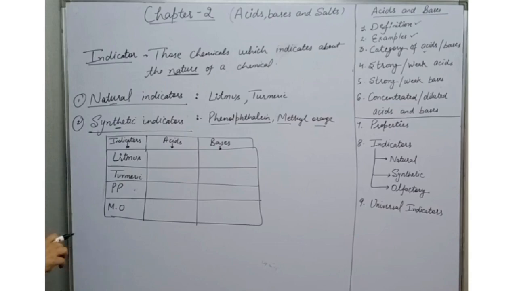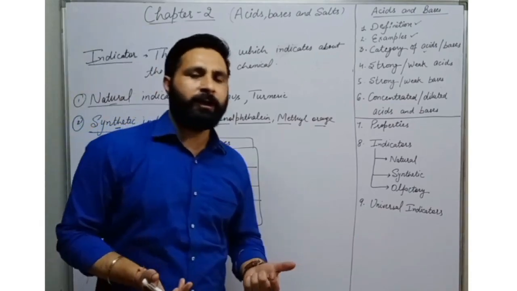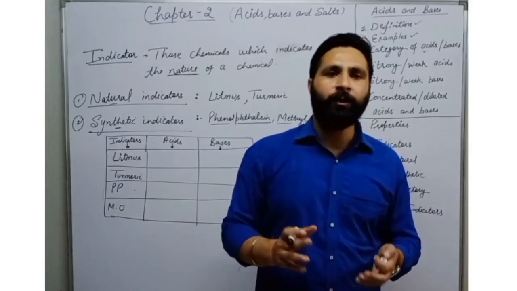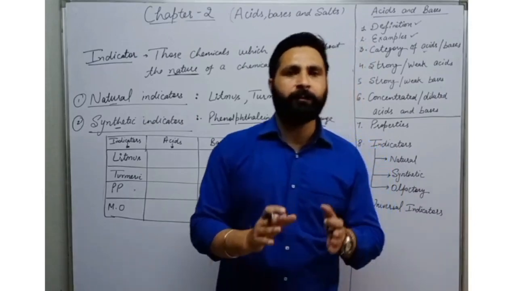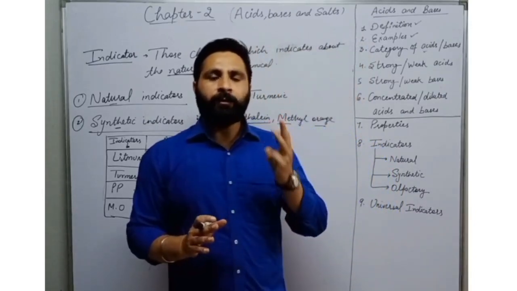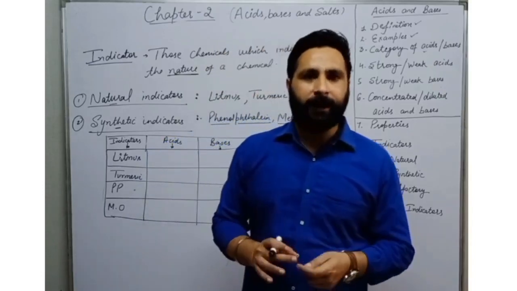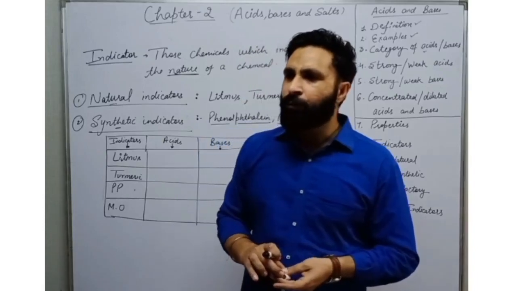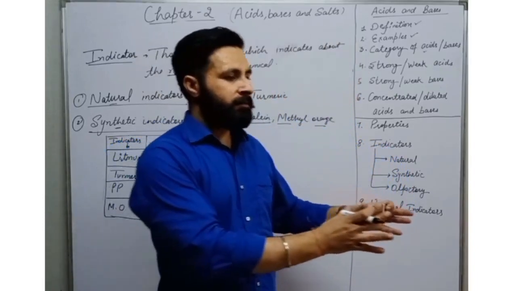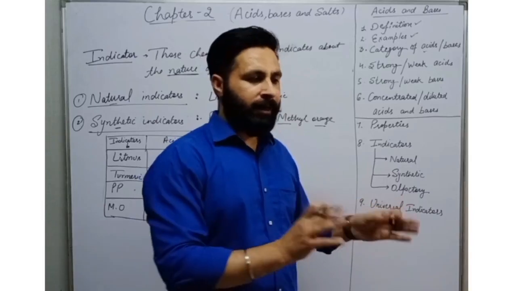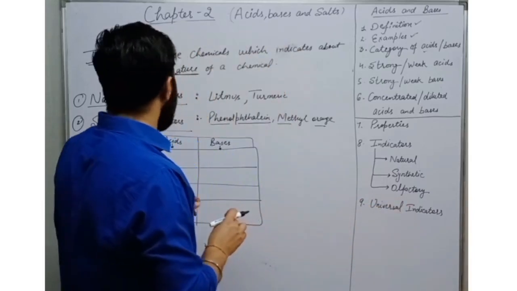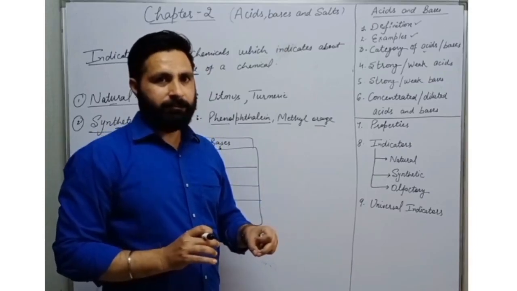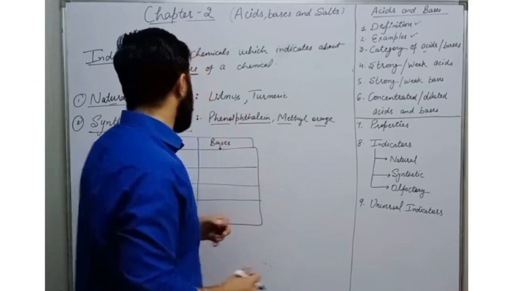Litmus solution is also there, and litmus paper is also there, and it has only two colors, blue and red. Keep it in mind, litmus paper we have only in two colors, blue and red, either as a solution or in paper form. Suppose a chemical is there without a name and it is an acid. When we dip blue litmus in that chemical, it turns red.